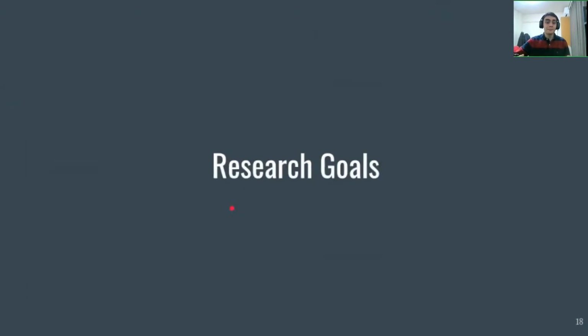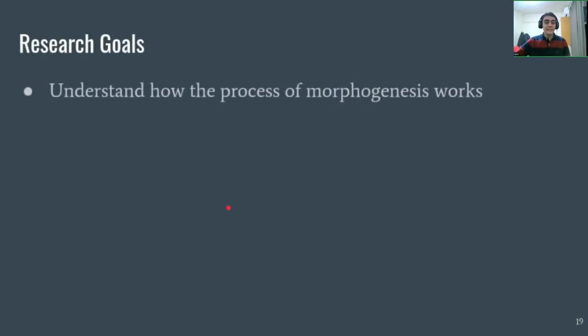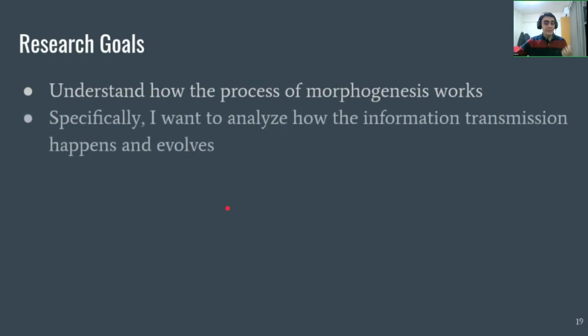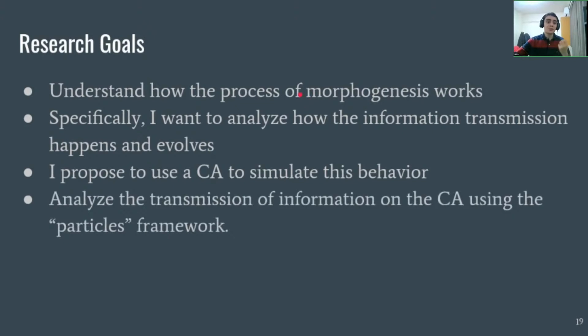With all of this in mind, these are my research goals. As I said before, I want to understand the process of morphogenesis. Specifically, I want to analyze how the transmission of information functions and how it evolves. I propose to use a cellular automaton to simulate this behavior, since both processes only have local information for their cells. And after I get a working model, I want to analyze it using the particles framework that I just talked about. I believe that a deeper analysis of the information transferred in this type of simulation of morphogenesis is a field that can still be explored.